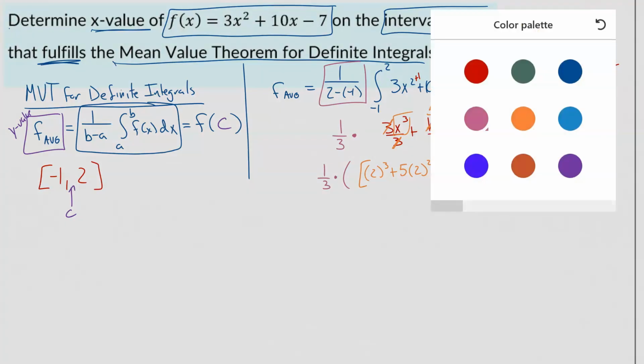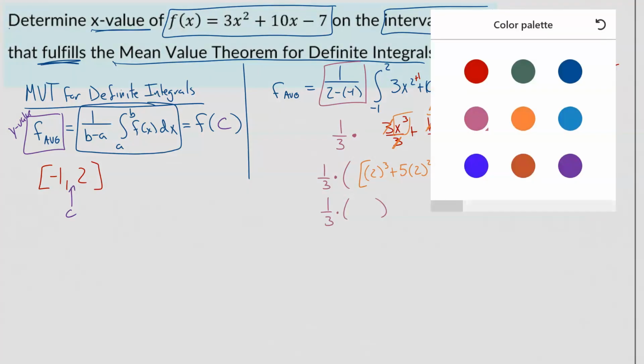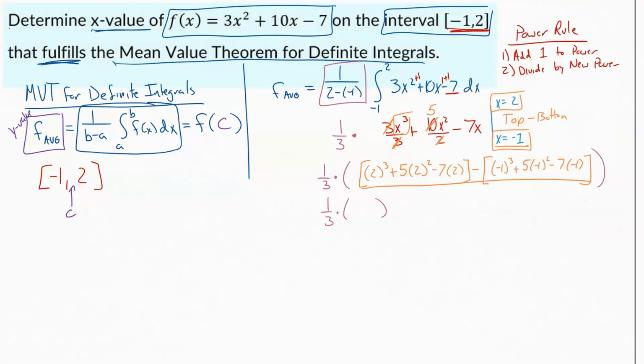And then remember, whatever you get out of there is going to get multiplied by 1/3. So we get 1/3 times, and then inside there, all that stuff in orange, pop it into your calculator, do whatever you got to do, all that stuff equals 3.